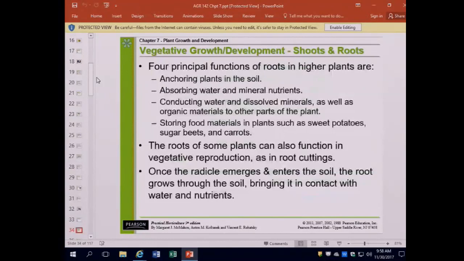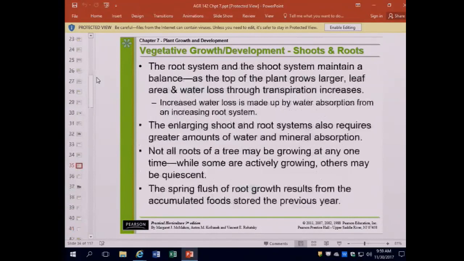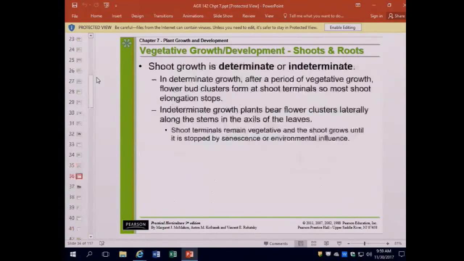All right, I'm skipping over some stuff here. Begin to talk about shoots and roots. It says there are four principal functions of roots in higher plants. They are anchoring the plant to the soil, absorbing water and minerals, conducting water and dissolved minerals into the plant, as well as other organic materials. And then the roots are also storage mechanisms, such as sweet potatoes, sugar beets, and carrots. They store an awful lot of carbohydrates and sugars.